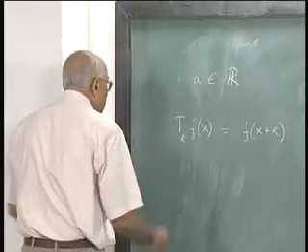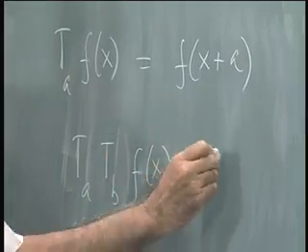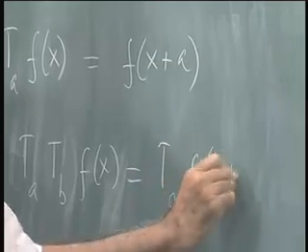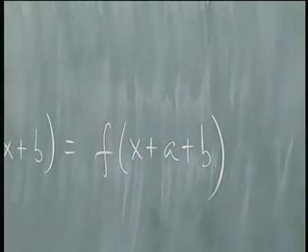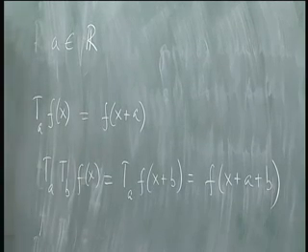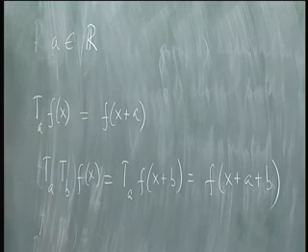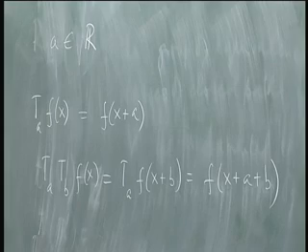Then what is the group composition law? It says T A, T B, acting on f of x is T A acting on f of x plus b, equal to f of x plus a plus b. So just as A and B gave you A plus B on R1, this is the operation, that's it. This is a representation, this T sub A. Now of course you would say, what does this representation look like? I do not care, I just tell you that T A is an operator such that it acts on the function f of x and shifts its argument by an amount A.